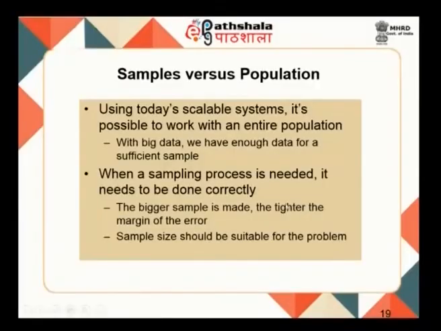So, we must be very careful when we are working with respect to the sample or whether we are working with respect to the population. Since there are many hardware as well as platforms in the current environment that support very large data, we need not even depend on the sample. Instead, we can consider the entire population data set.